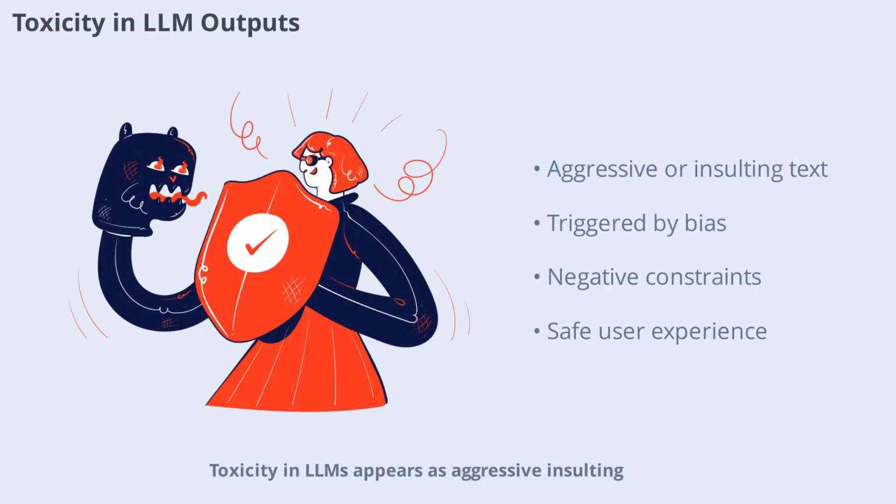Toxicity in LLMs appears as aggressive, insulting, or defamatory language generated by the model, often triggered by biased prompts or conversational loops. To prevent this, negative constraints are built into the model system profile, explicitly forbidding derogatory language, political arguments, or offensive content. These guardrails are essential for maintaining a safe and respectful user experience.